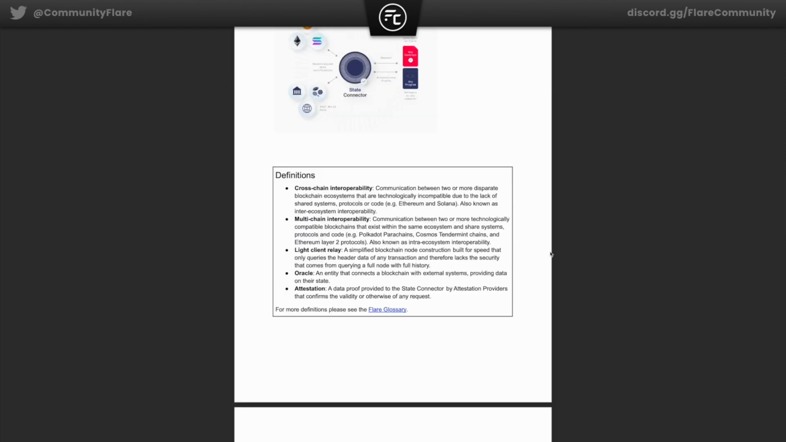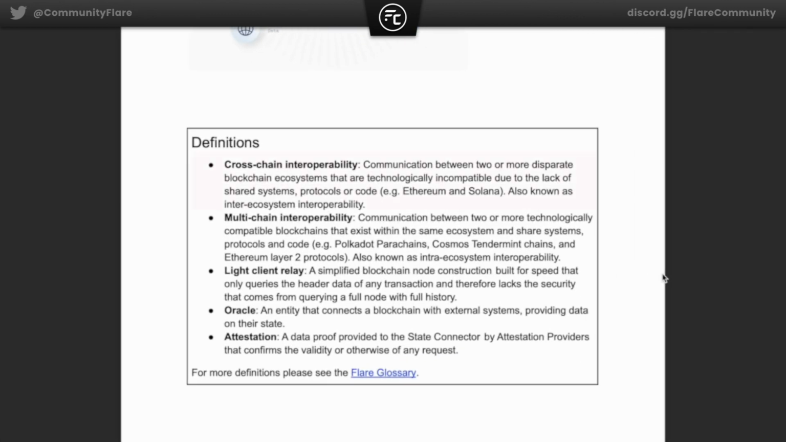So before getting into the rest of the document, let's just quickly go over some definitions. Cross-chain interoperability.